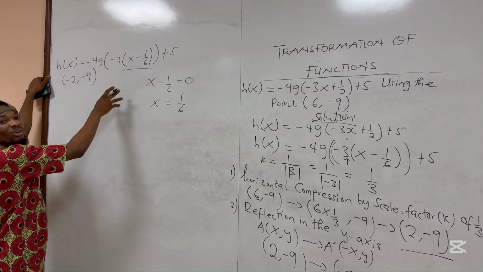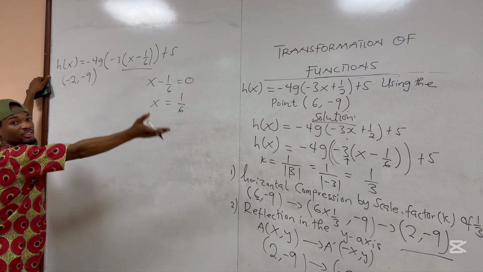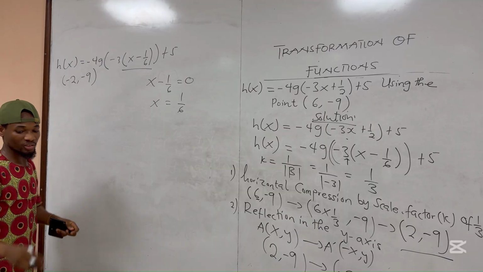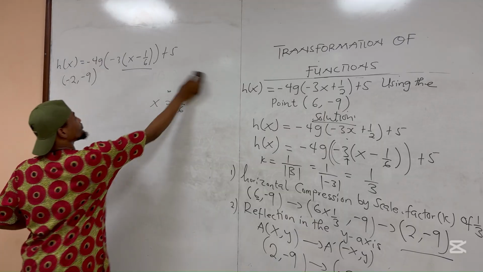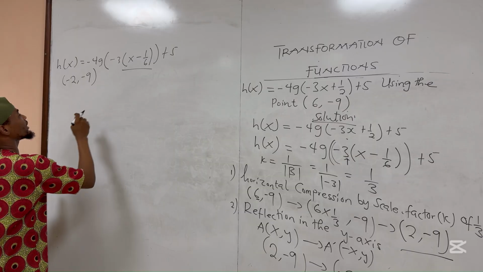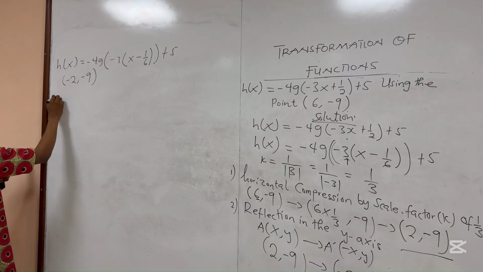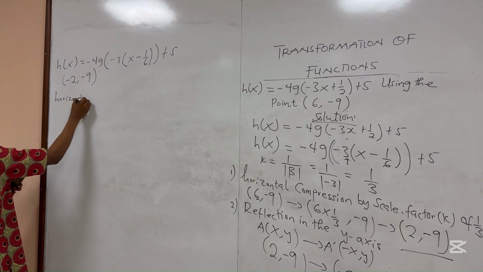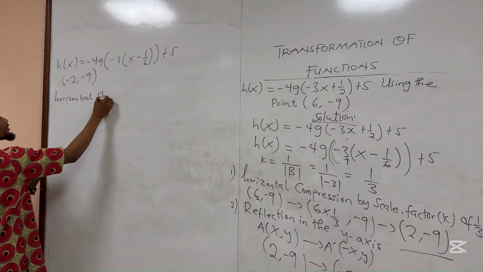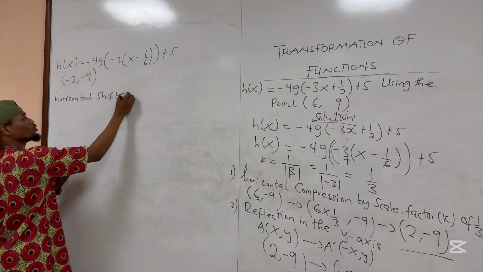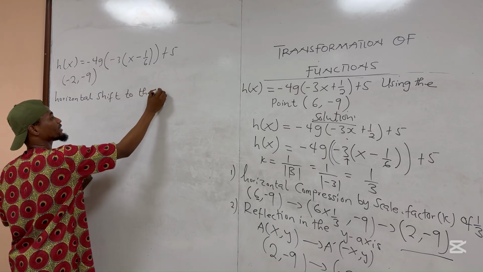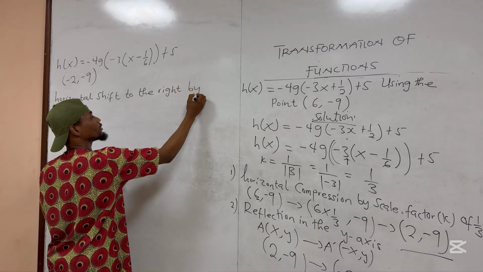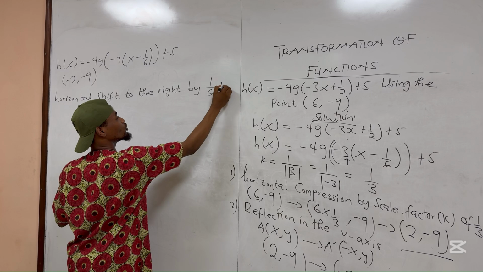Okay. Again, this one is horizontal shift. So why is it positive? We are moving towards the right. So that must be 1 on 6. So if that is the case, then I will say horizontal shift to the right by 1 on 6 units.